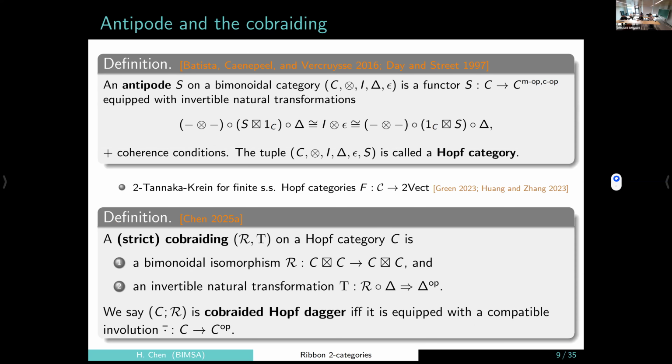Okay, so the next thing I want to add is this antipode. The antipode now becomes a functor, right? And the key thing I want to keep in mind is that the functor is op monoidal and also op comonoidal, of course.